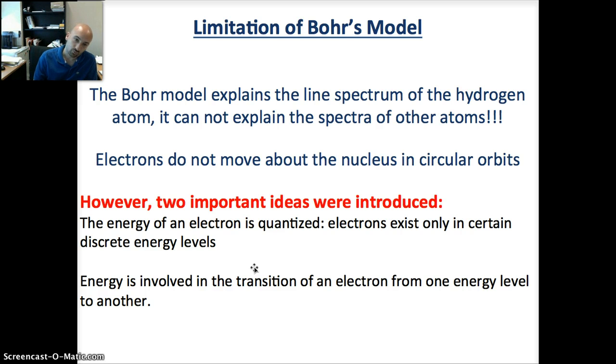But the two major important ideas that were introduced are that the energy of an electron is quantized. These electrons exist only in certain discrete energy levels. And energy is involved in the transition of an electron from one energy level to another. So that's jumping on those ladder rungs or moving on those different orbitals back and forth.